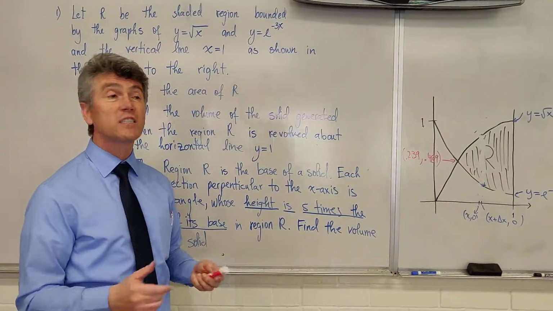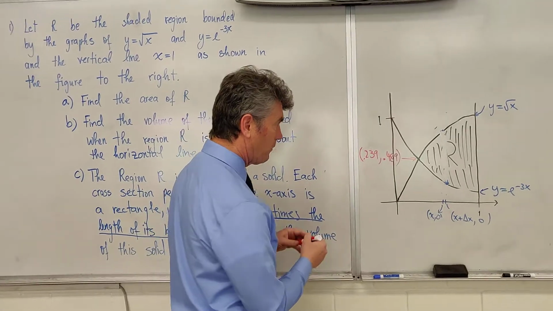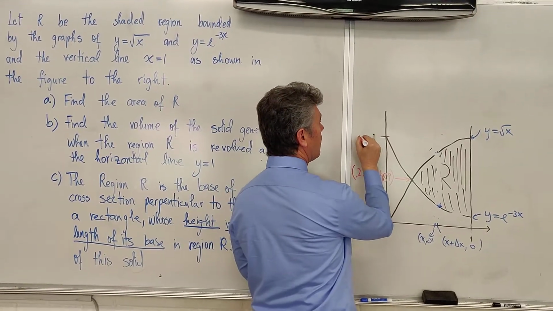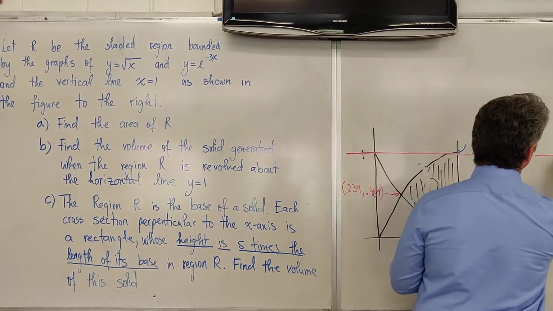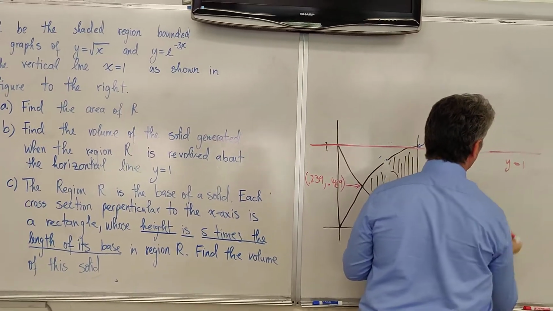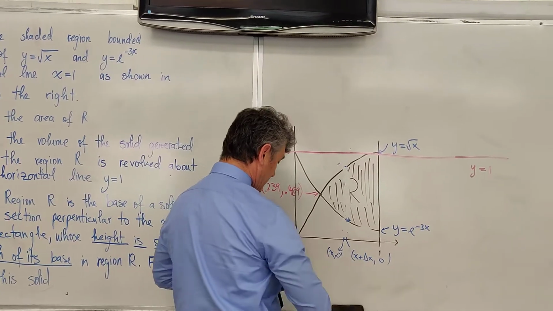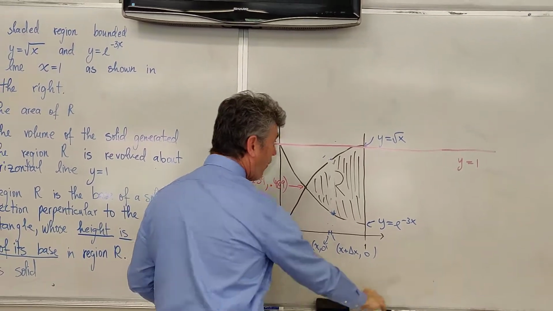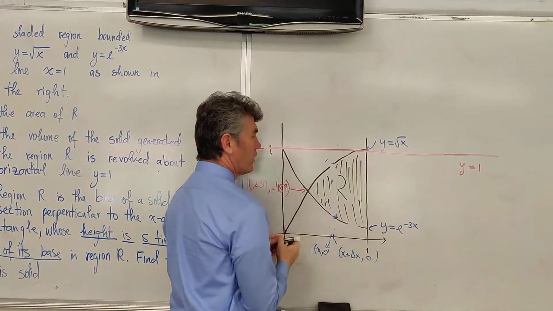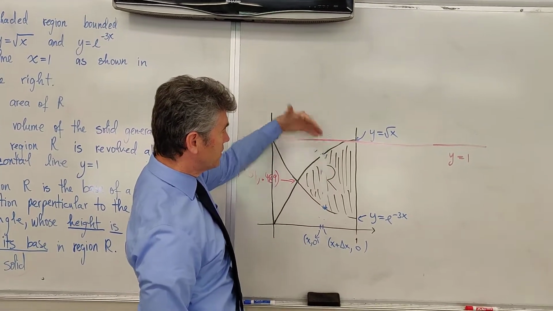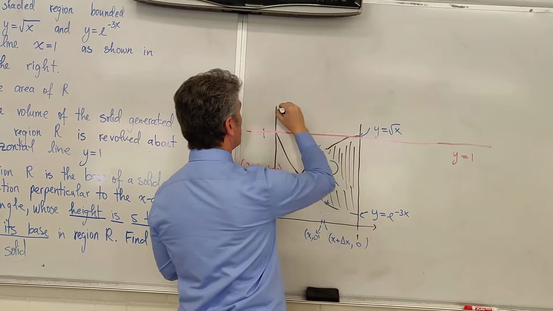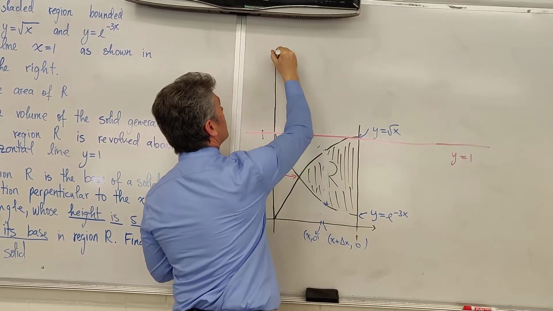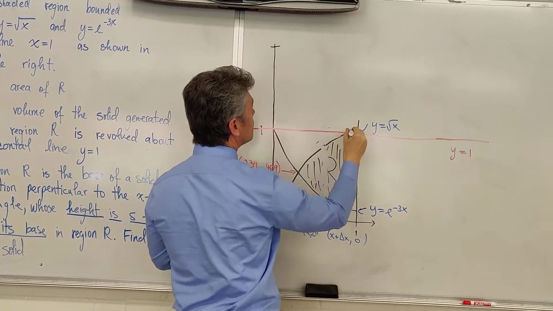So let's see what this looks like. The first thing that you want to do is draw the line y equals 1. So this is the line y is equal to 1. The second thing that you want to do is revolve. So what you are doing is you are reflecting this region across the line y equals 1. So we would be going all the way to 2.